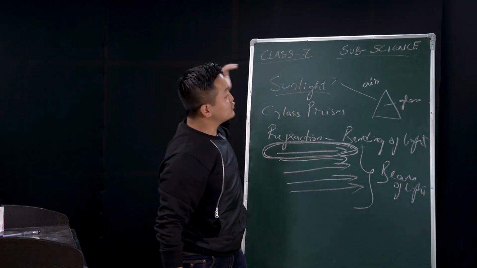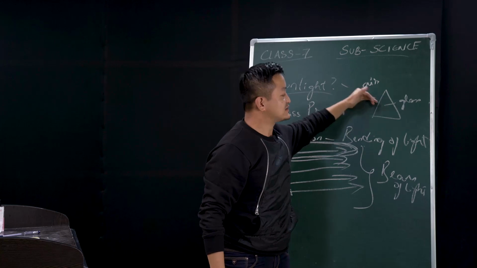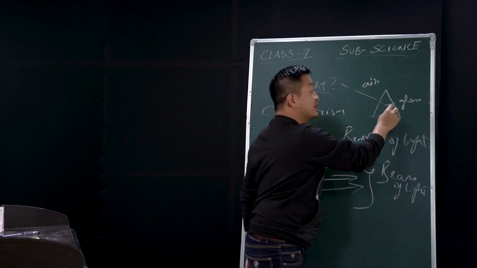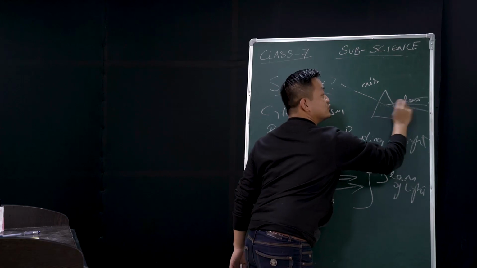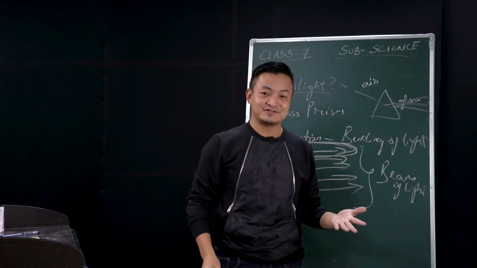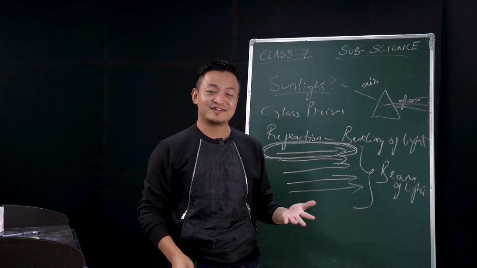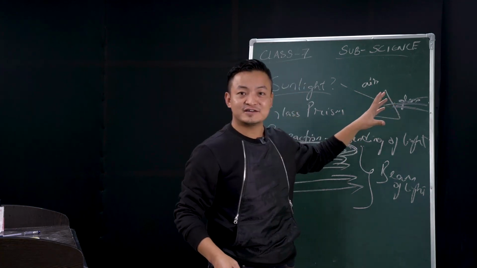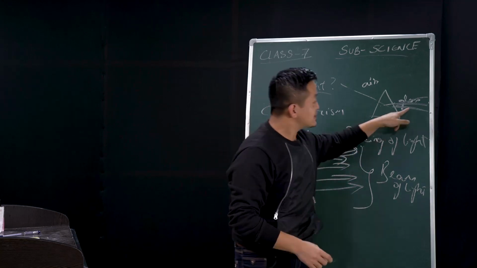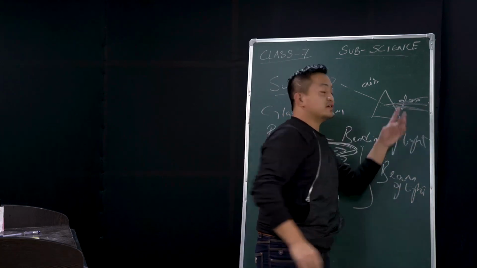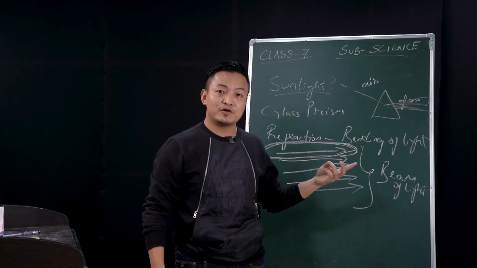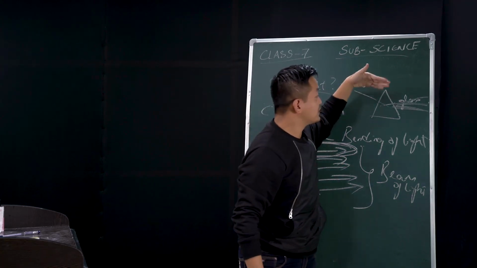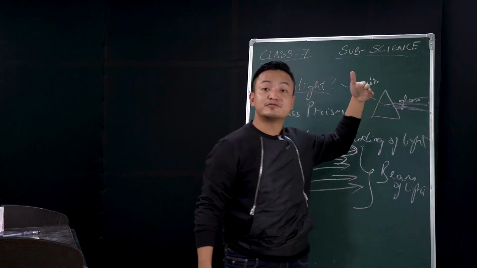Now when sunlight passes through this glass prism, you will see there is a bending of light, and you will see here 7 different colors, VIBGYOR. A rainbow of colors, which is also known as a spectrum of light. It starts from the bottom with violet, indigo, blue, and the first color at the top would be red.